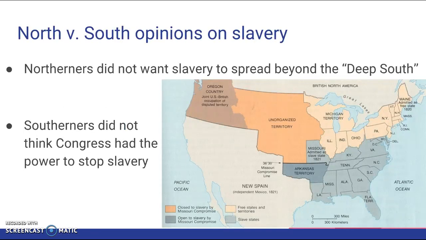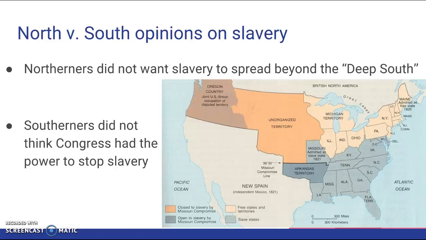So, the Northern and Southern opinions on slavery, there's really 2 big ones. The abolitionist movement isn't huge yet, so it's not really an abolitionist mindset in the North. The big Northern idea of slavery is that it's fine where it's at. Like, keep it in the South, we're absolutely cool with that. However, we don't want it to continue to spread off into these Western territories. We don't want that to happen. Keep slavery where it is, keep it contained, but don't let it go anywhere else.